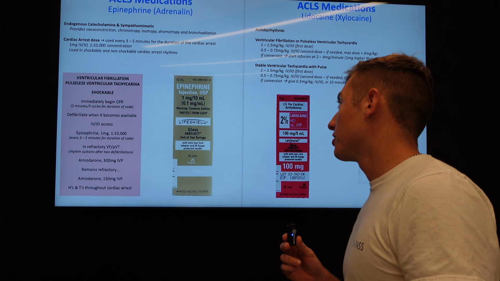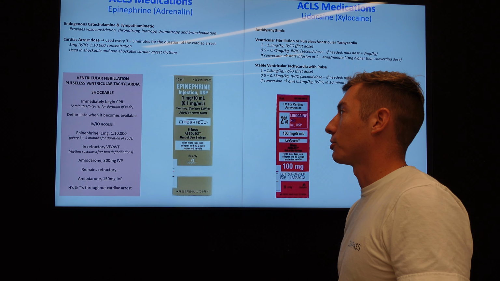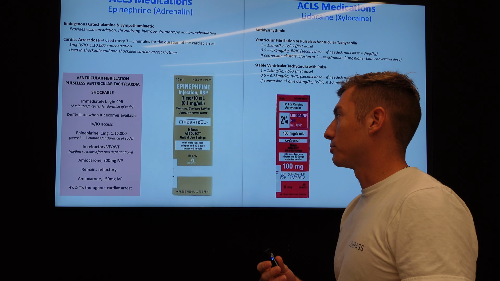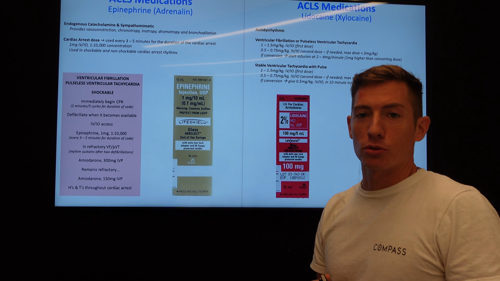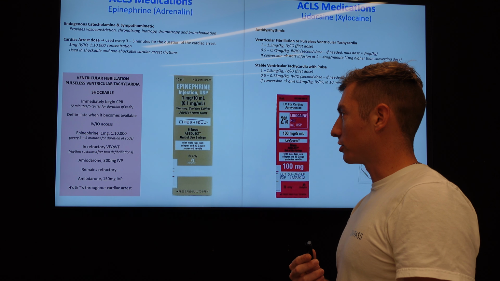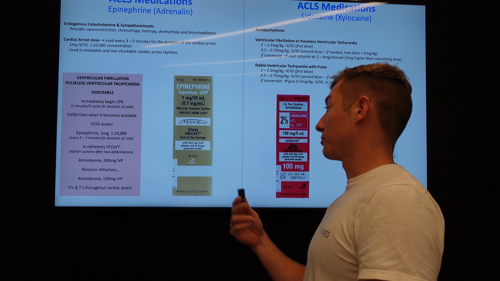So ventricular fibrillation, if it's shockable, shock, immediately begin CPR. We're doing compressions. We're trying to perfuse, defibrillate once that becomes an available option. We want to also make sure we gain IV and IO access. For epinephrine, 1 milligram, 1 in 10,000, we give it every 3 to 5 minutes.